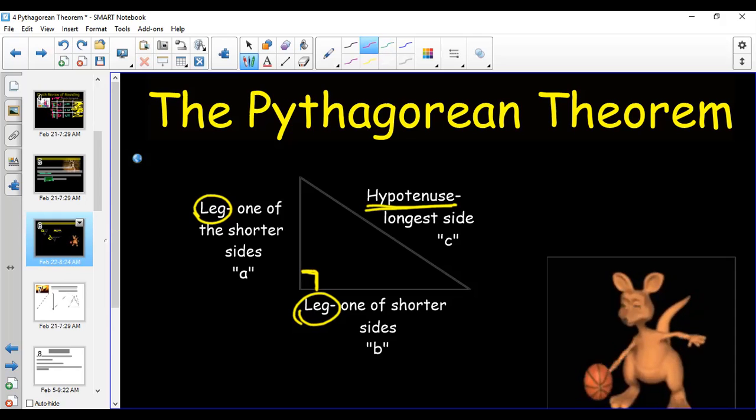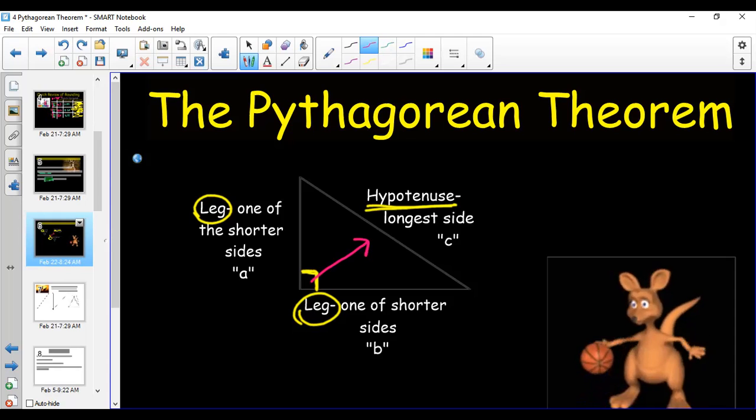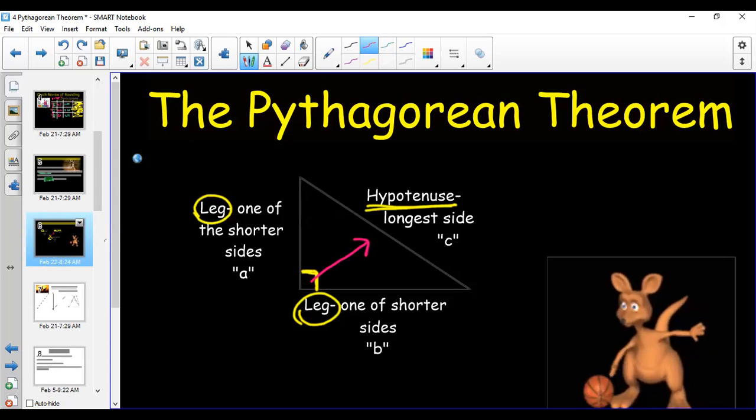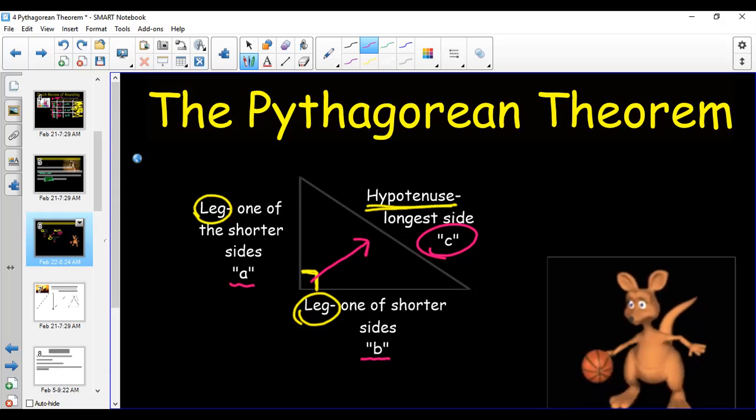So if you can't tell which side is the longest, find your right angle, draw an arrow directly across from it, and that tells you what the hypotenuse is. And we're going to be labeling the sides of our triangles A, B, and C. Now, A and B can be mixed up, but C always has to be the hypotenuse, the longest side. Okay, so we're going to always label the hypotenuse C. A and B can be mixed up because they're both legs. It doesn't matter which one you call A or B.